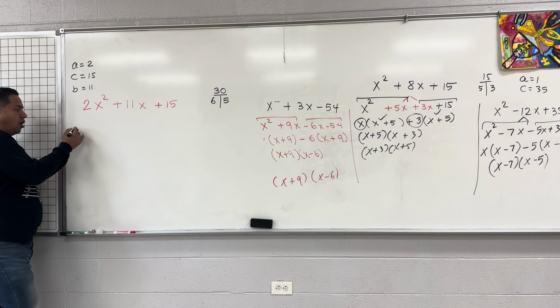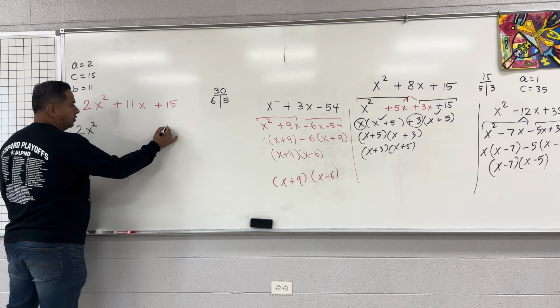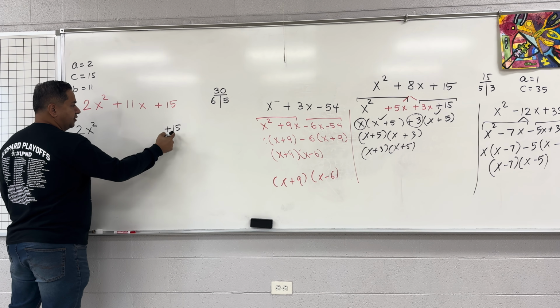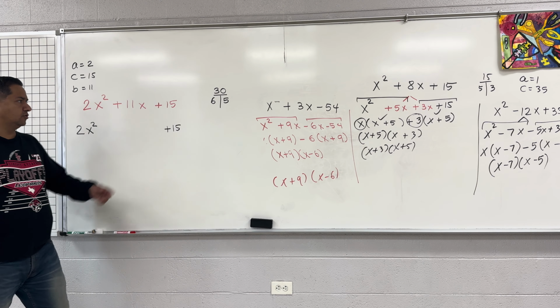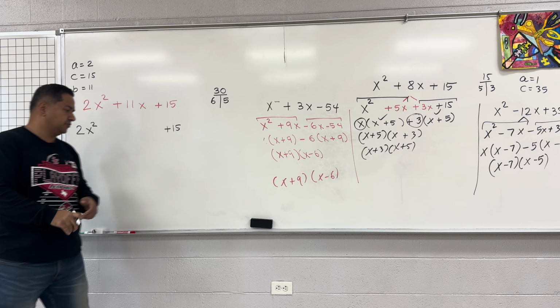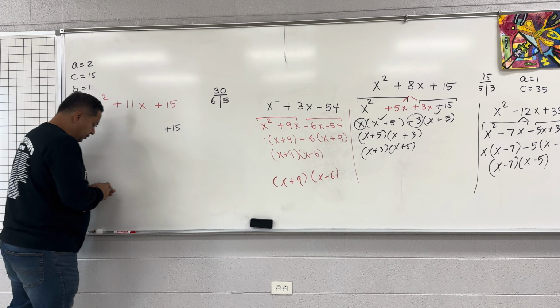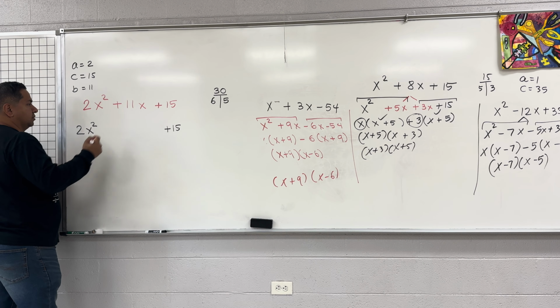Okay, then we copy the first term, which is 2x squared. We copy the last term, which is 15. Don't write 30, the last term is 15. Then we break the middle one into these two numbers. All right.